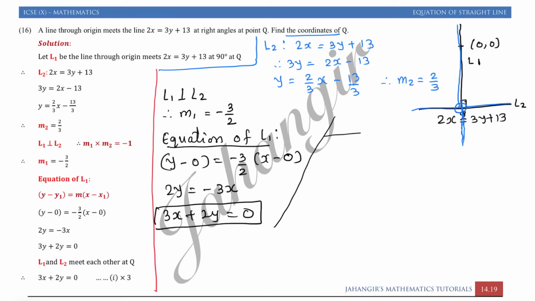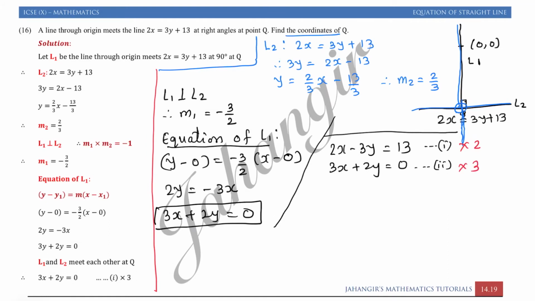Now we have to find the coordinate of Q. So for Q I will write 2x minus 3y is equal to 13 and 3x plus 2y is equal to 0. This is the first equation, this is the second equation. Multiply by 2 and 3. So 2 2s are 4x minus 3 2s are 6y is equal to 13 2s are 26. 3 3s are 9x plus 6y is equal to 0.